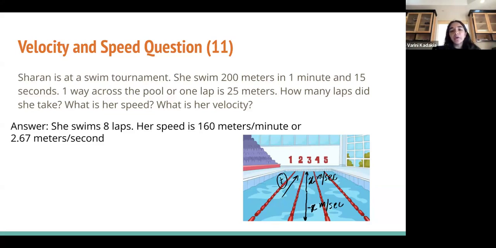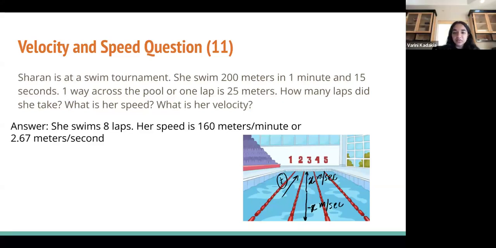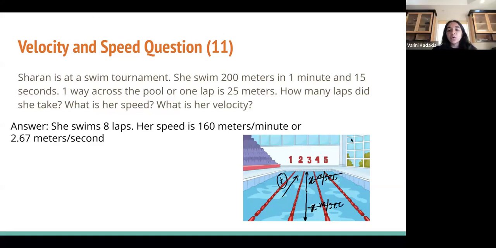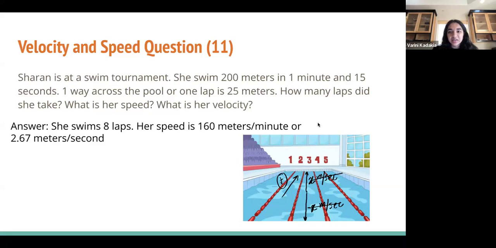So when you want to find her total velocity, because she's constantly changing her direction back and forth, these velocities end up canceling each other. So her overall velocity is just 0, because for the whole time she's just going back and forth at a constant speed. Does that make sense? I know it's a little confusing.